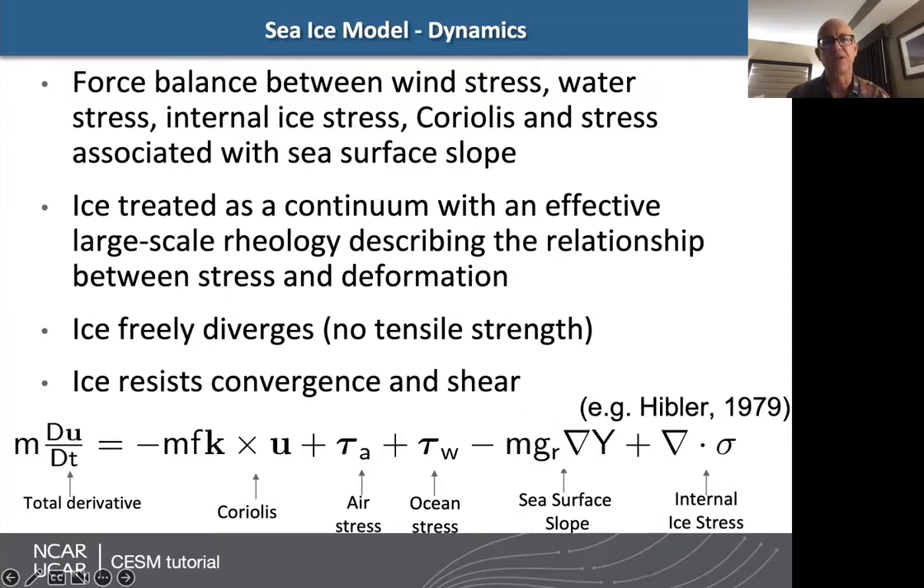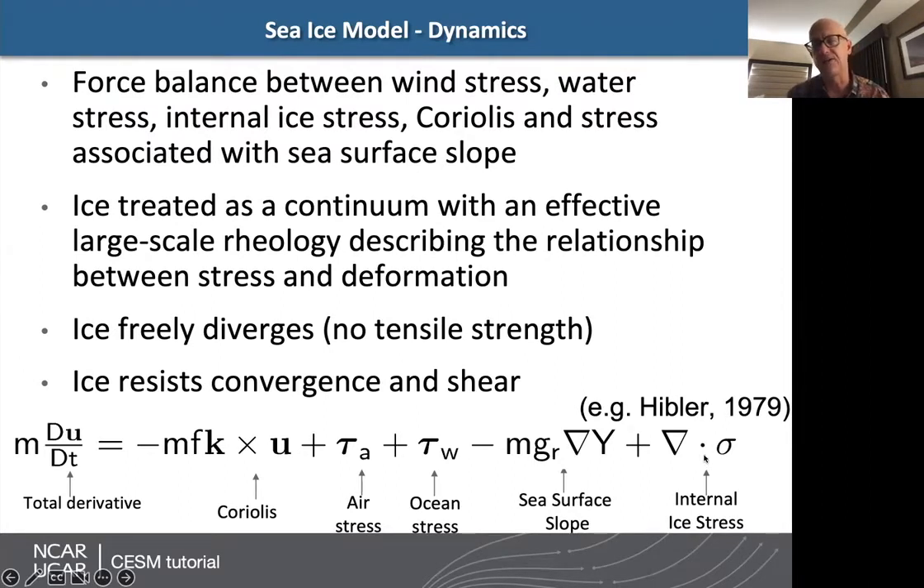You have air stresses, you have wind blowing on top of the sea ice, and then you have ocean stress from below, where it's dragging on the sea ice generally. The other thing we have to take into account is the fact that there are big height gradients in the ocean too. And there's a tendency for the sea ice to sort of slip down these from higher points to lower points too. And so we actually take that into account in the dynamical equation as well.